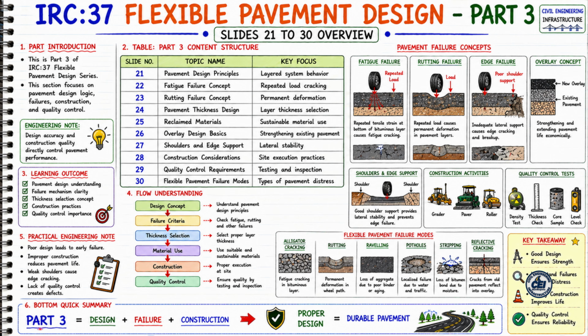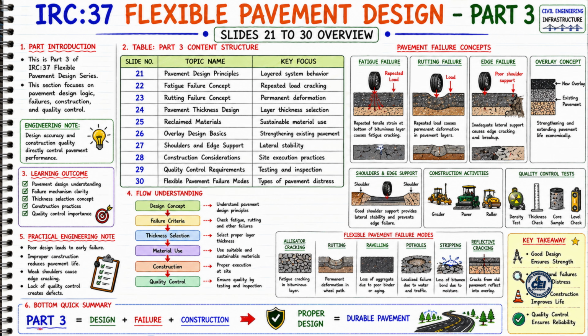Section 8. Flow understanding. Now let us see the flow understanding diagram. Design starts with concept. Then we check the failure criteria. Then we do thickness selection. Then we select the material. Then construction takes place. And finally there is quality control. That means this entire sequence decides the pavement performance.